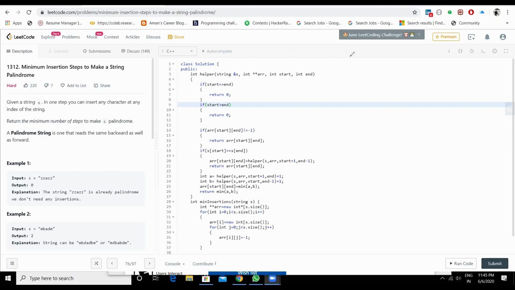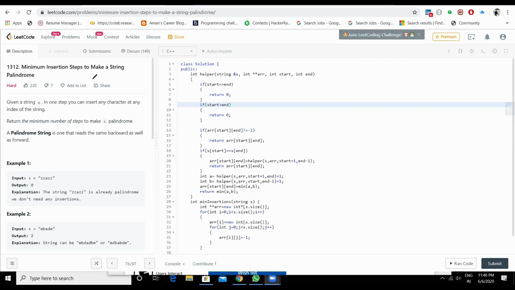So today again we'll be discussing one of the hardest problems of LeetCode, which is minimum insertion steps to make a string palindrome. This is problem number 1312 of LeetCode. You can go there and check this. This problem is actually asked by top tech companies. So I want all you guys to please pause the video for once and please read the question.